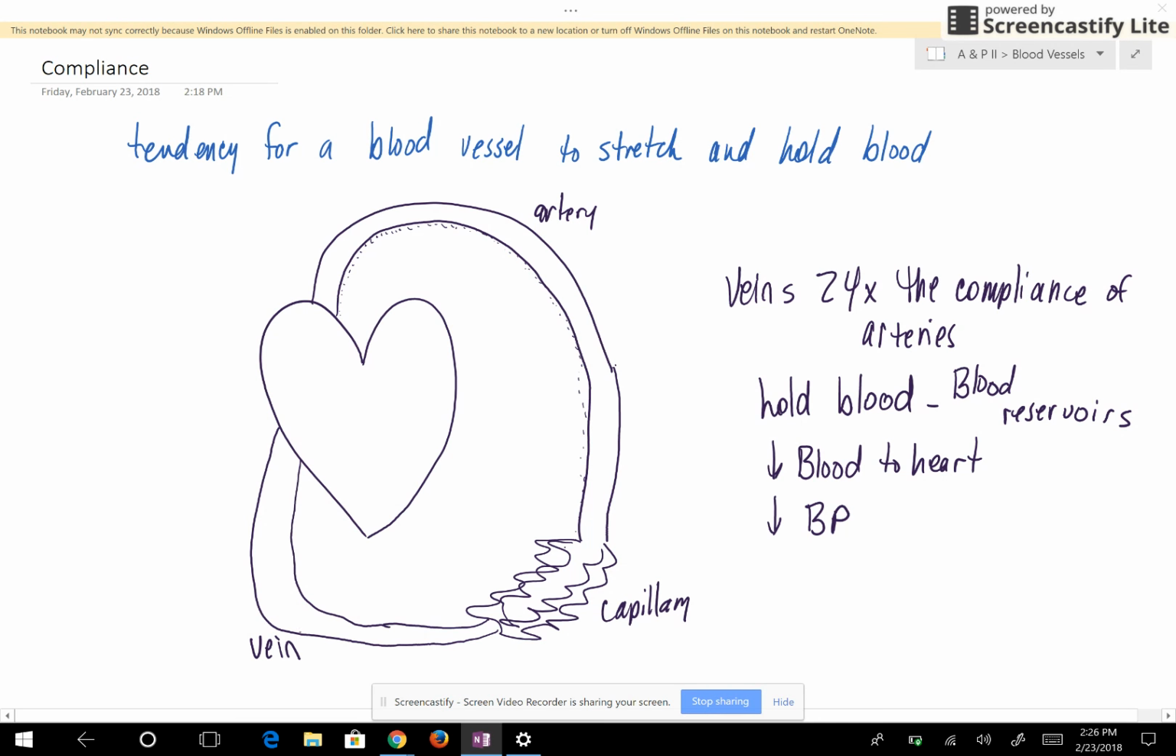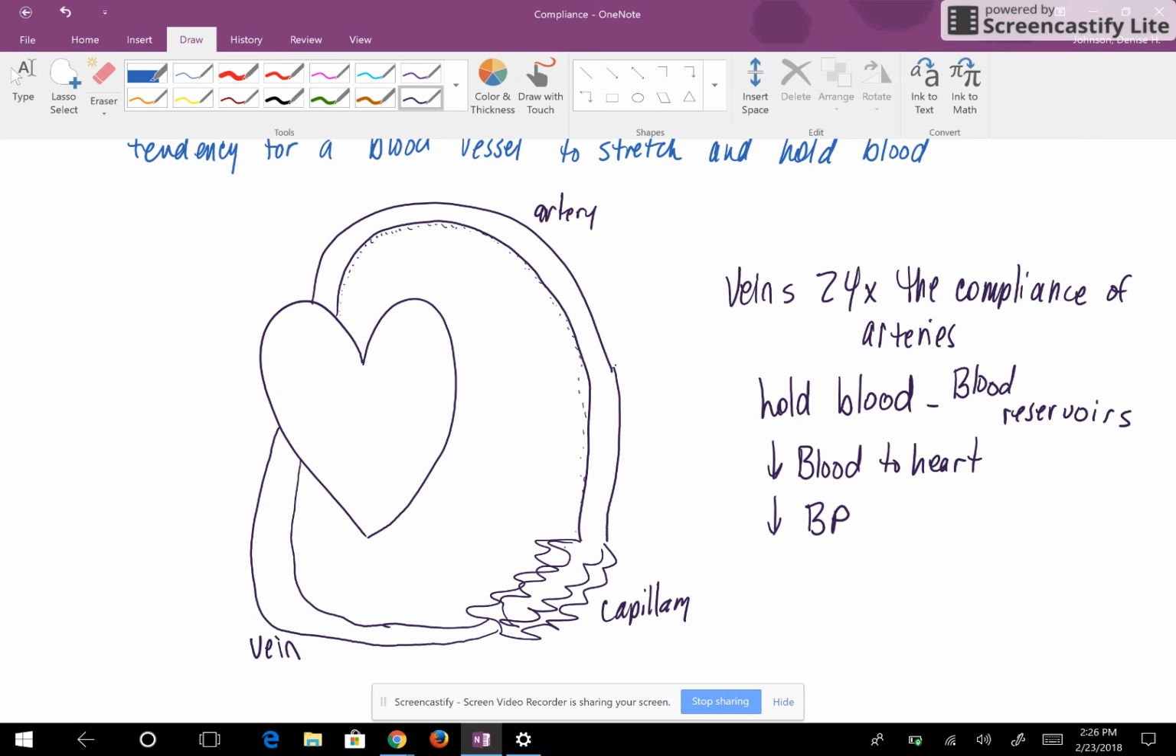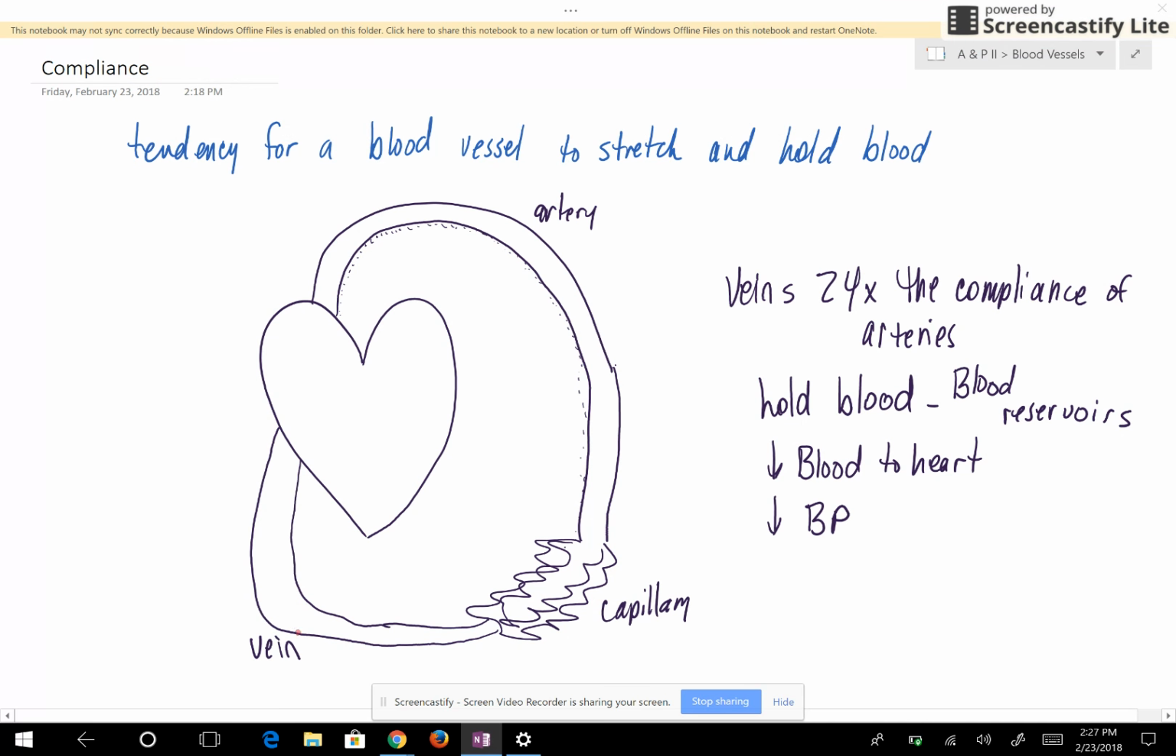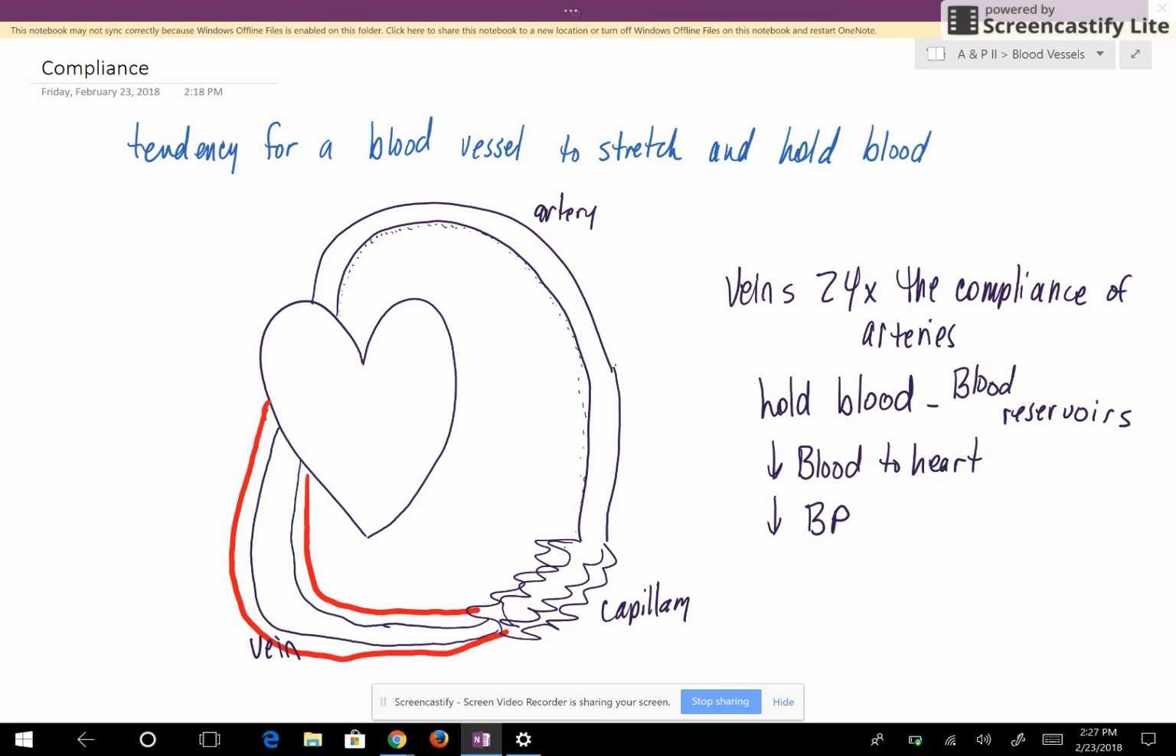Okay, so let's look and see what happens if we're going to change the diameter of the vein. We're going to say this vein here is stretched, so therefore its compliance is going to increase. Remember that the artery and the capillary are not going to be able to stretch near this amount. Well, if the vein stretches this amount, look at how much blood it's holding. If it's holding that much blood, that means that the heart is not going to be getting more blood. It gets actually less blood, and that decreases the blood pressure.